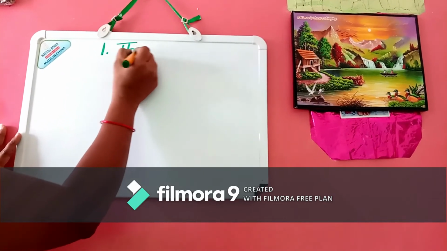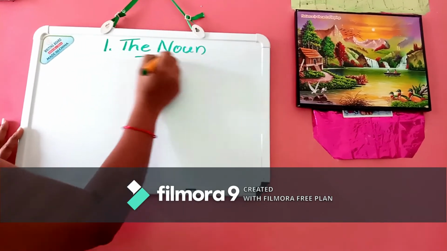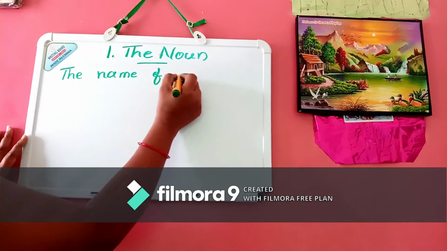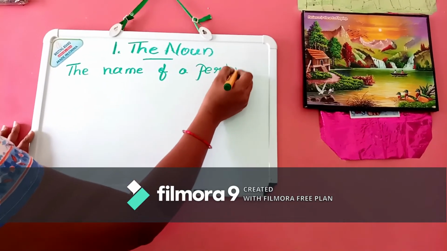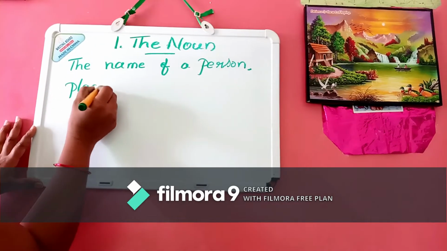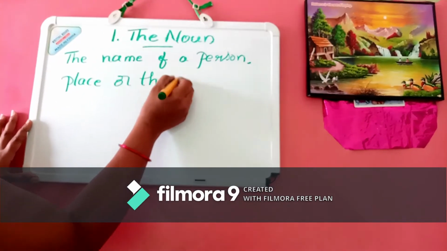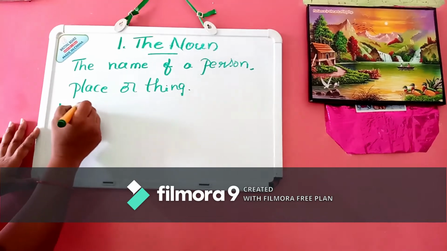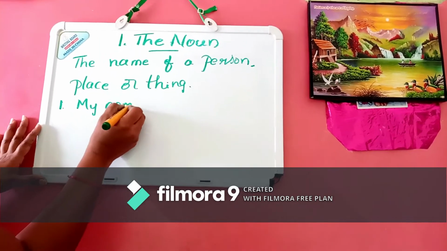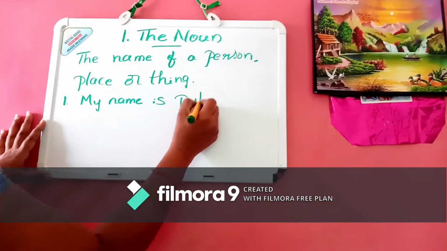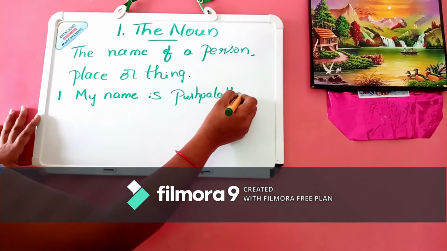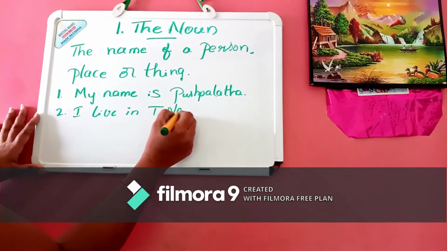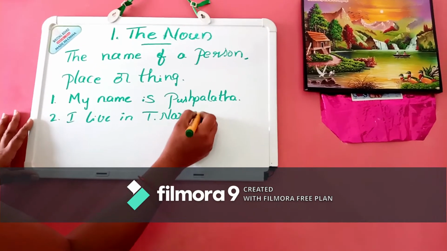Number 1. The noun. The name of a person, place or thing is called the noun. For example, my name is Pushpalatha. I live in Narasipur.